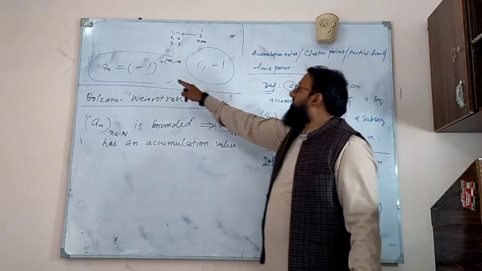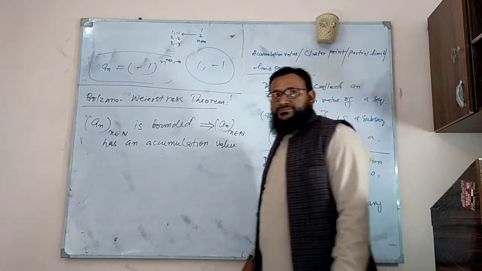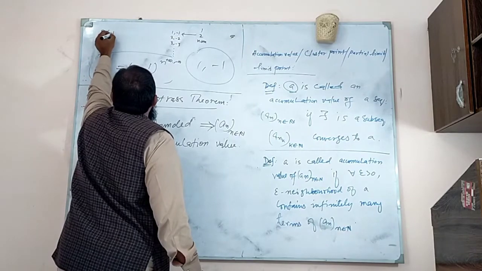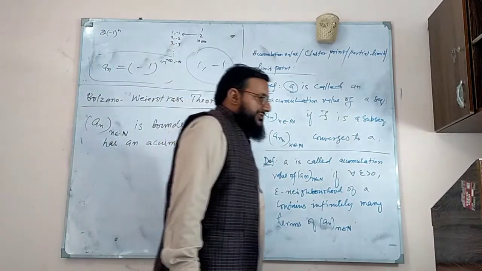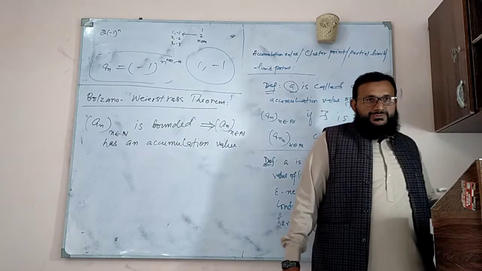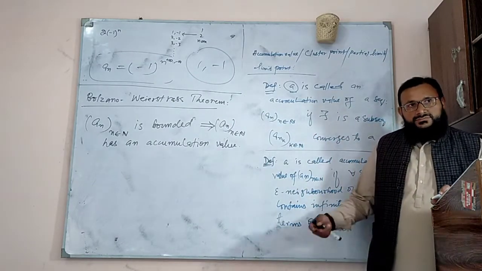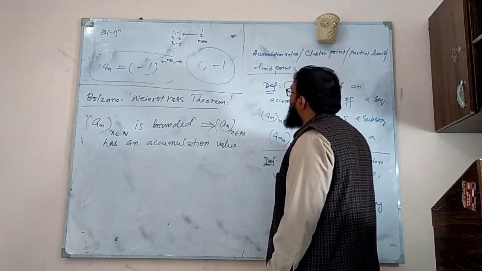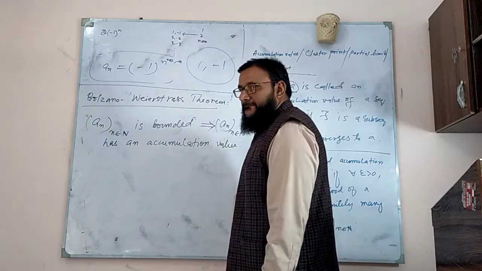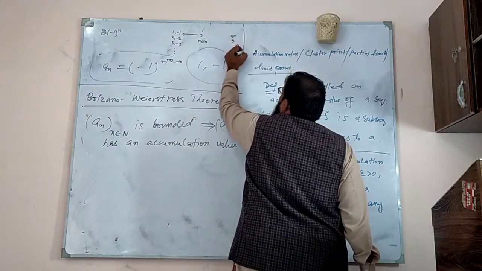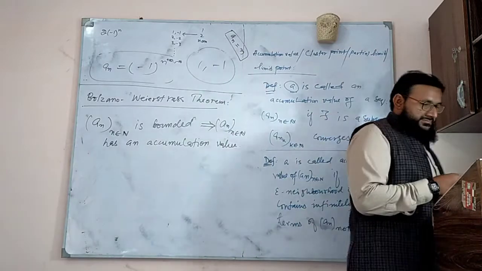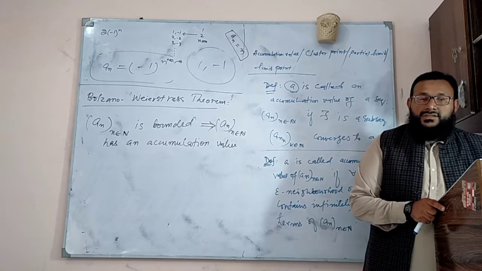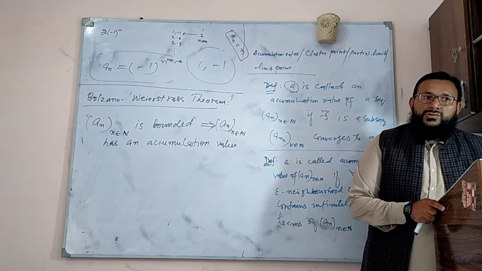This sequence has two accumulation values, 1 and minus 1. And this sequence has two accumulation values, plus 2 and minus 2. Same case goes for n. Same case. So, what I was supposed to say? None, no accumulation value. This is the example, no? It is not bounded, infinite, and also not convergent. Not convergent and also not bounded.